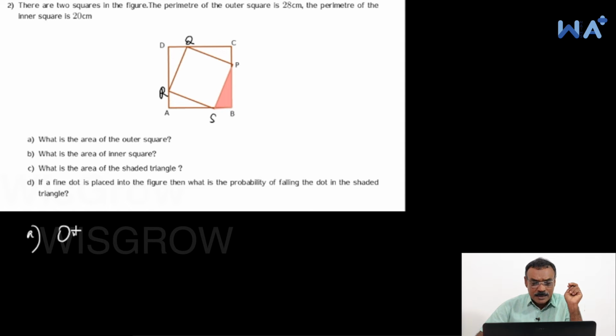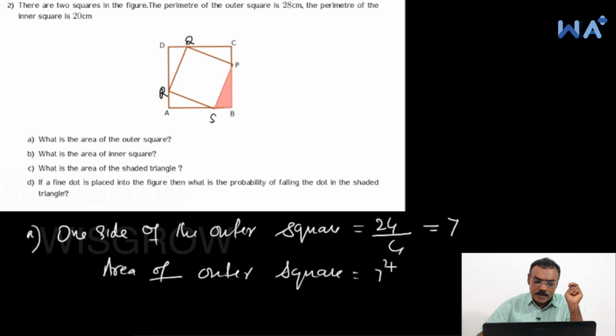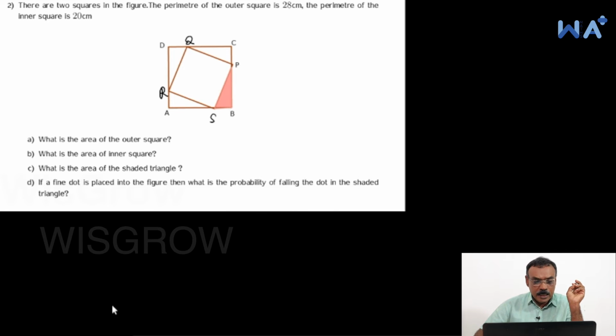Therefore, one side of the outer square is equal to 28/4, that is 7. Therefore, what is the area of the outer square? Area of outer square is equal to 7 square, that is 49. ഓക്കെ, നമുക്ക് രണ്ടാമത്തെ ചോദ്യത്തിലേക്ക് പോകാം. What is the area of the inner square?